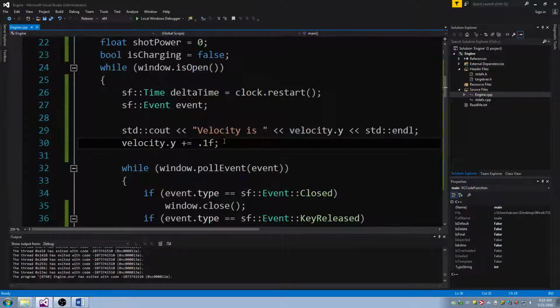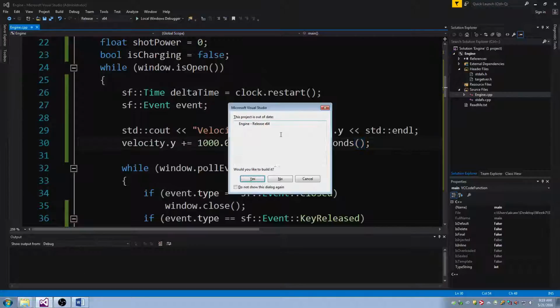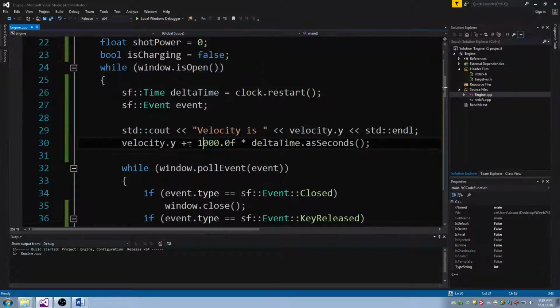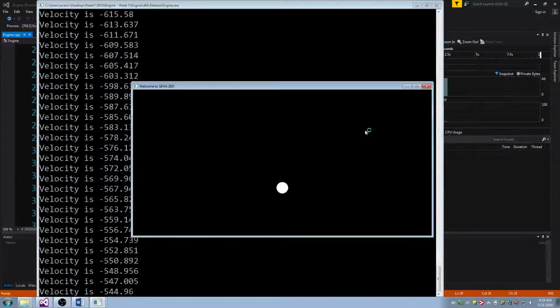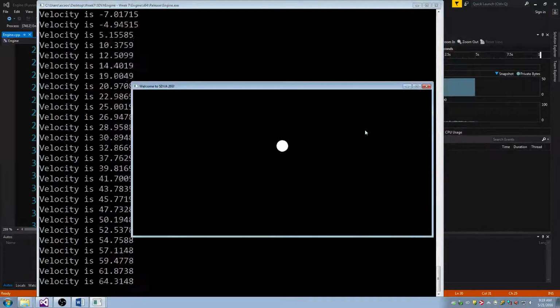Now, I asked you to set it up so that your gravity is somewhere between 500 to 1,000 pixels per second. If I want it to be 1,000 pixels per second, I just take this and I multiply it by delta time as seconds. Okay? This right here is how you get it to drop at 1,000 pixels per second. Now we have a bouncing ball, right?